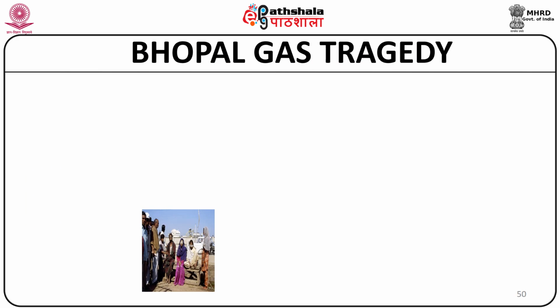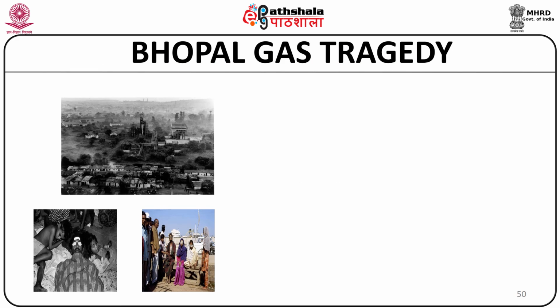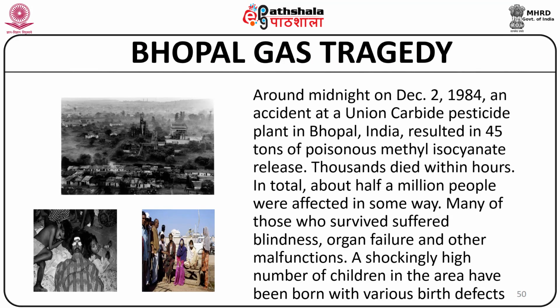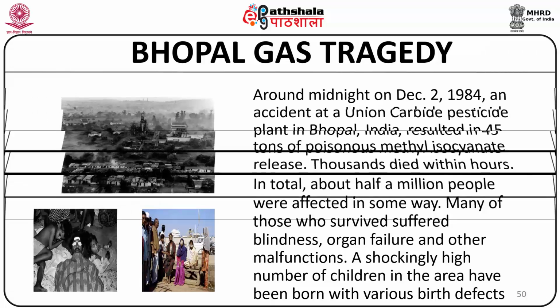Bhopal gas tragedy, we all know the effects. Besides deaths, around midnight of December 2, 1984, an accident at the Union Carbide pesticide plant in Bhopal resulted in 40,000 tons of poisonous methyl isocyanate released. Thousands died within hours. About 500,000 people were affected in some way or other, and surviving victims have many malformations, organ failure, and blindness, and so on.